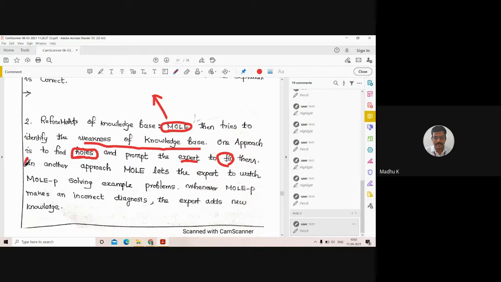Another approach is MOLE lets the expert watch MOLE-P solving example problems. MOLE-P is the knowledge base created by MOLE. Then it allows one expert to check how it will solve various problems. Then if an incorrect diagnosis is there, the expert adds new knowledge. So these are the two approaches to refine a knowledge base.